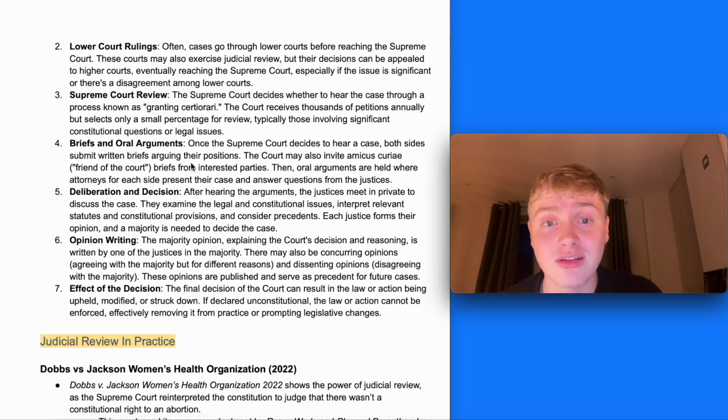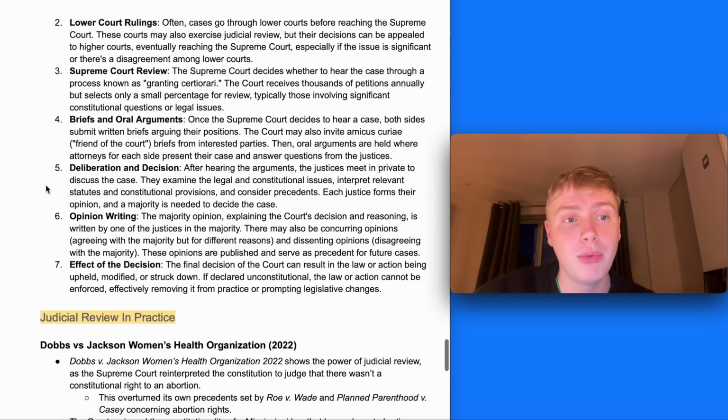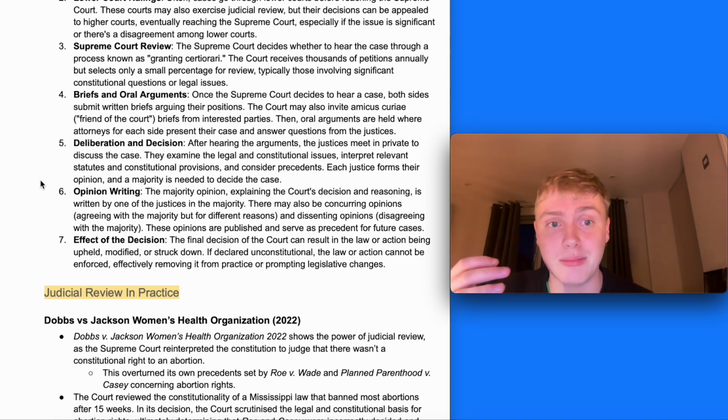The Supreme Court decides whether to hear the case through a process known as granting certiorari. I should really work out how to pronounce that. The court receives thousands of petitions annually, but selects only a small percentage for review, typically those involving significant constitutional questions or legal issues. Once the Supreme Court decides to hear a case, both sides submit written briefs arguing their positions. The court may also invite amicus curiae, friends of the court, from interested parties. Then oral arguments are held where attorneys for each side present the case and answer questions from the justices.